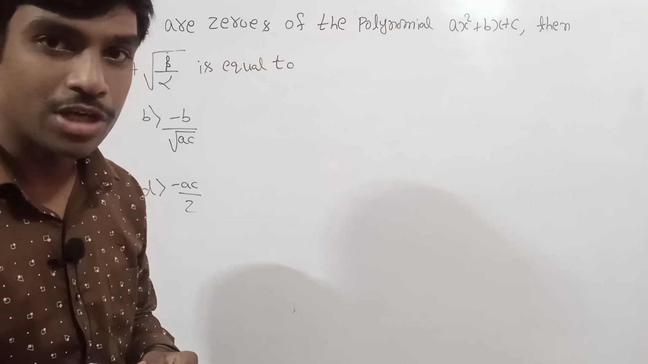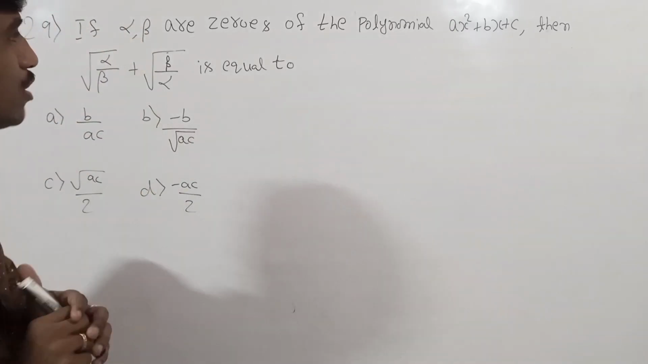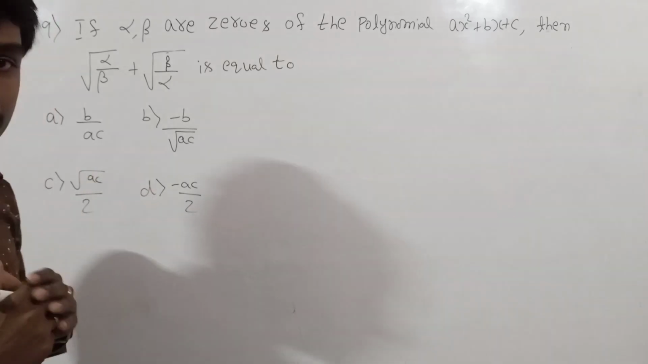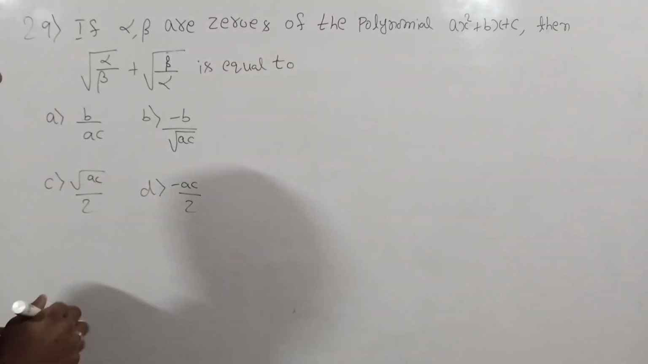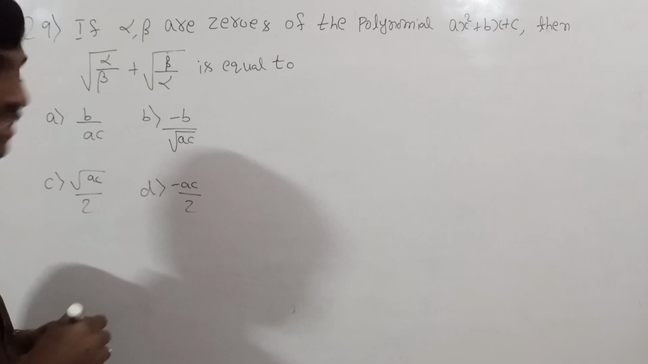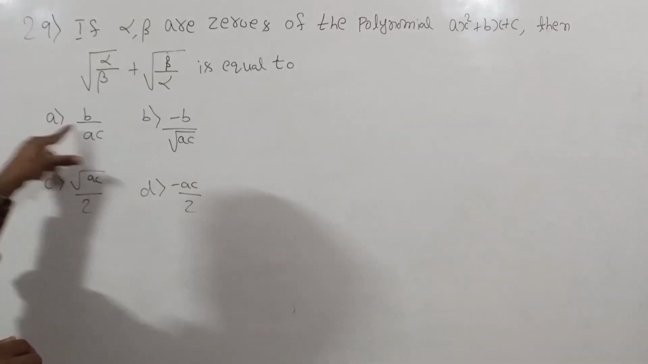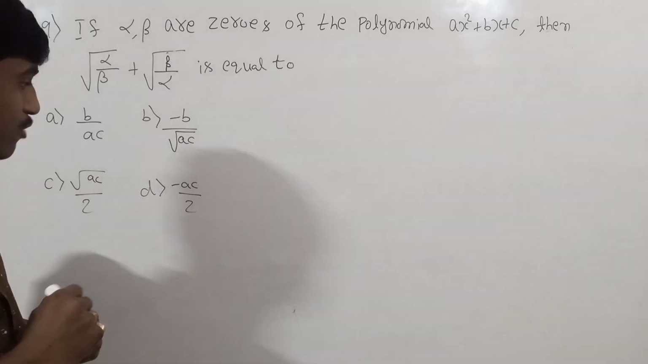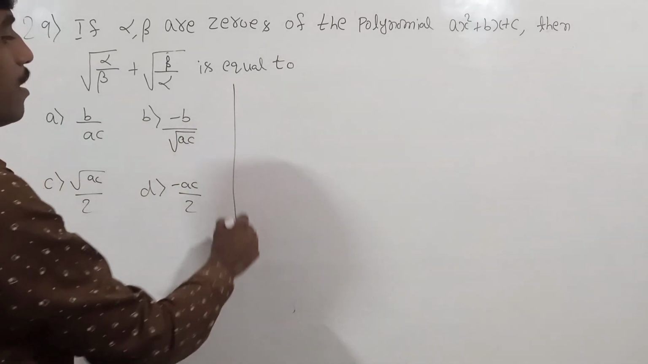Okay, we will solve the next question now. If alpha and beta are zeros of the polynomial ax square plus bx plus c, then root of alpha by beta plus root of beta by alpha is equal to what? The options are b by root ac, minus b by root ac, and so on.